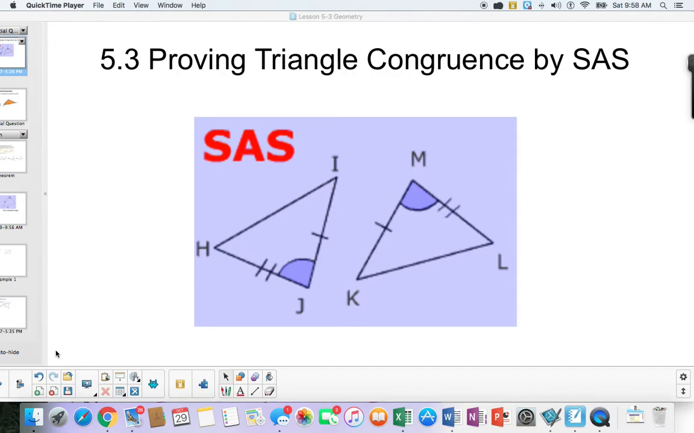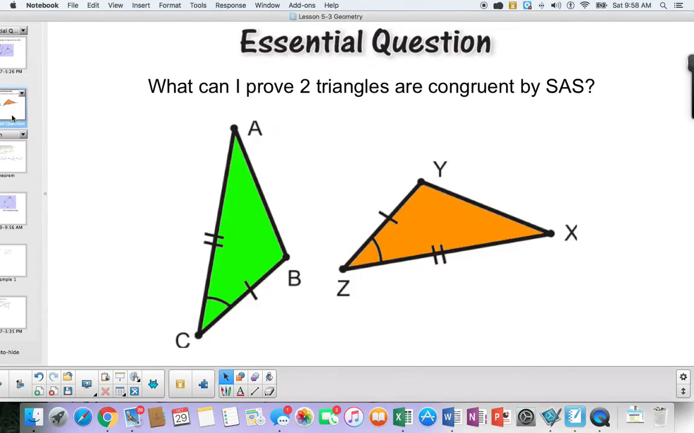Lesson 5.3, Proving Triangle Congruence by SAS. Essential question: can I prove two triangles are congruent by SAS? In this lesson, we're going to find a shortcut to proving triangles are congruent.